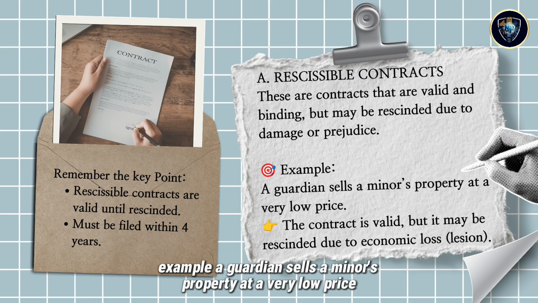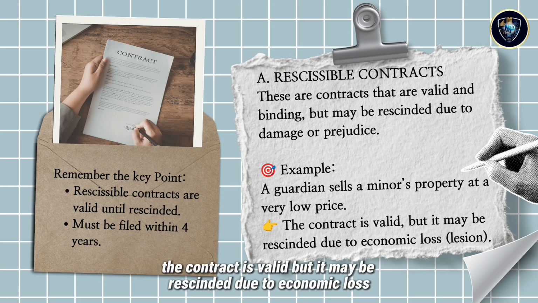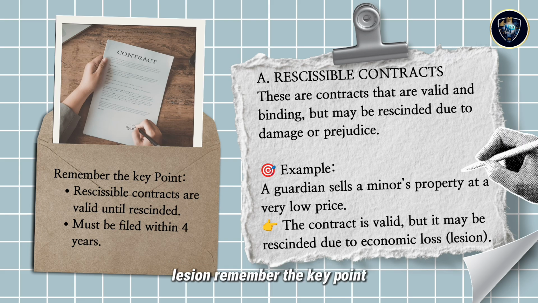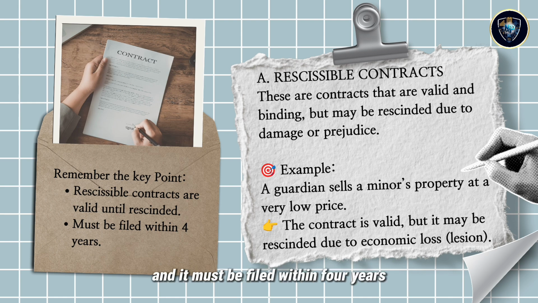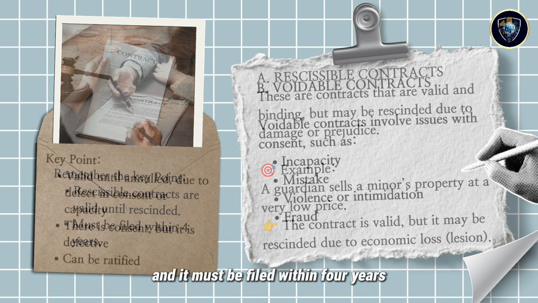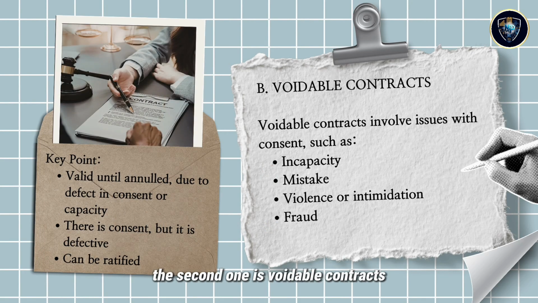Example, a guardian sells a minor's property at a very low price. The contract is valid, but it may be rescinded due to economic loss, lesion. Remember the key point. Rescissible contracts are valid until rescinded, and it must be filed within 4 years. The second one is voidable contracts.